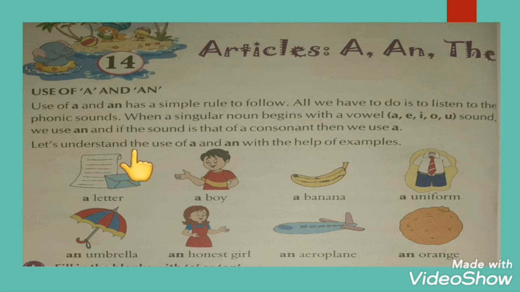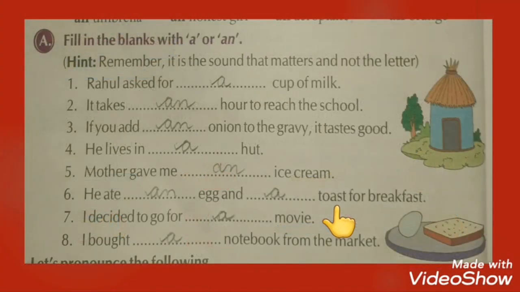Let's understand the use of a and an with the help of examples. A letter. Here letter is a singular word, and the letter L makes the sound of a consonant, so we use a. The same with a boy, a banana and a uniform. An umbrella, an honest girl, an aeroplane, an orange. Why have we used an here? Because U, H, A and O make the sounds of a vowel. So that's why before them we have used an.